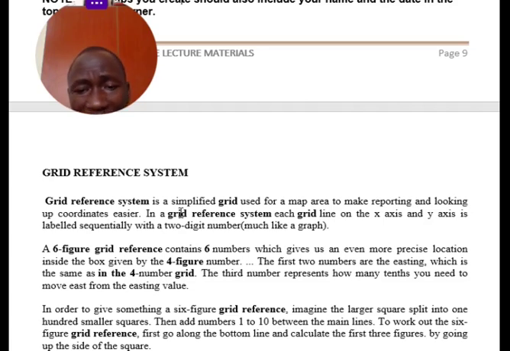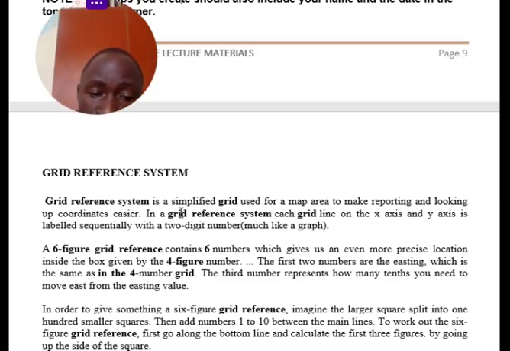The first 2 numbers are the eastings, and the other numbers are what we call the northings. In other words, we tend to follow a formula known as EN when writing those grid references. The first thing to write is the easting, then the northing.